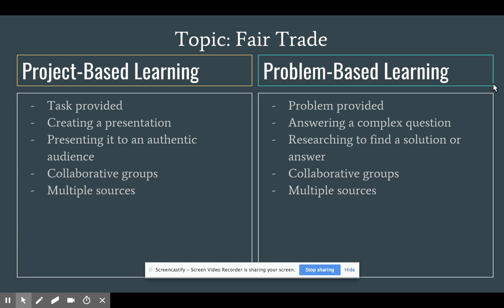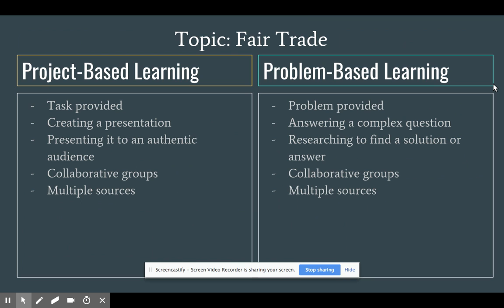So, in conclusion, problem-based learning and project-based learning have similarities. The biggest difference between the two is that in project-based learning, there's a task provided. So the end is already in mind. Students know upfront this is the presentation you will be giving, or this is something that you will have to present to the authentic audience.